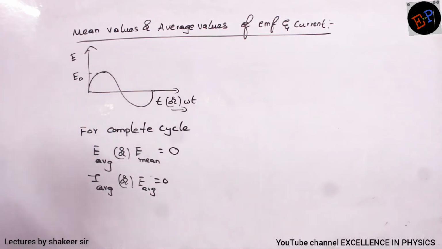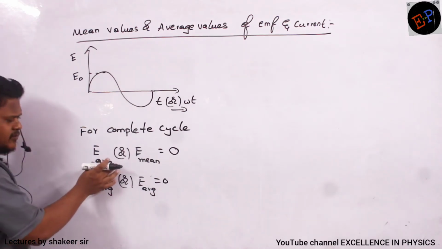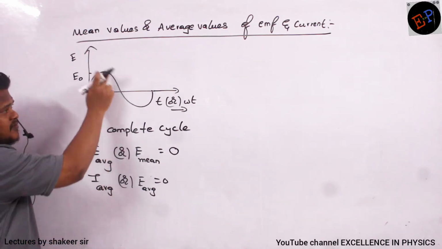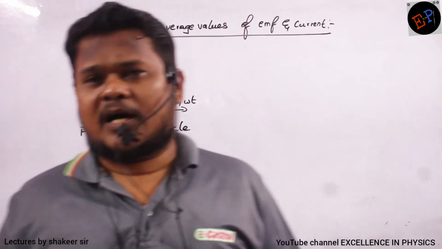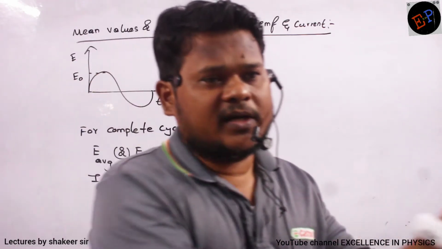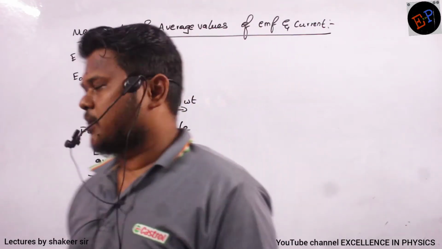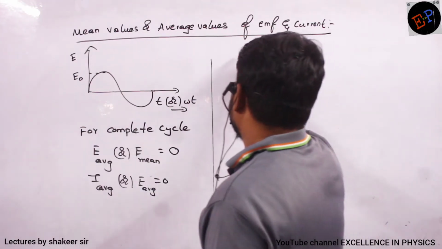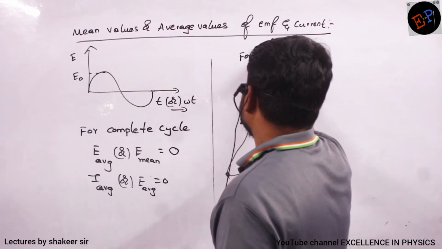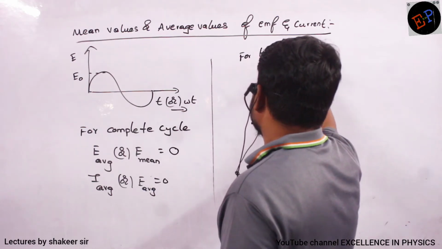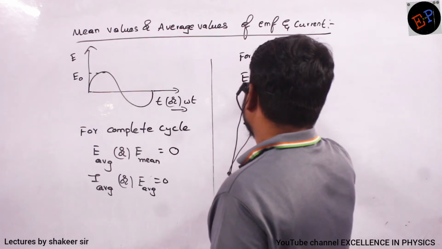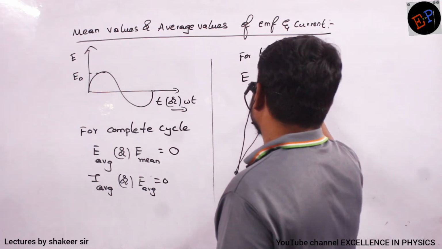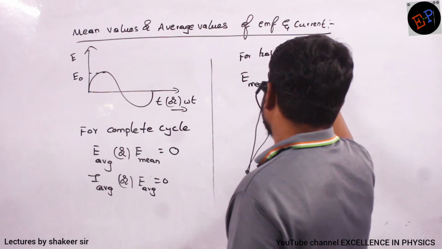Okay. So therefore what I do, I will try to take E value or I value only for half cycle. But for half cycle it is not 0, no? Half cycle indicates only charge flowing in only one direction. That cannot become 0. Are you able to understand, ma? So therefore for half cycle, E mean or E average, or just you can write EM.